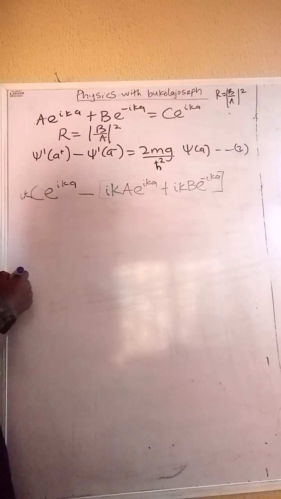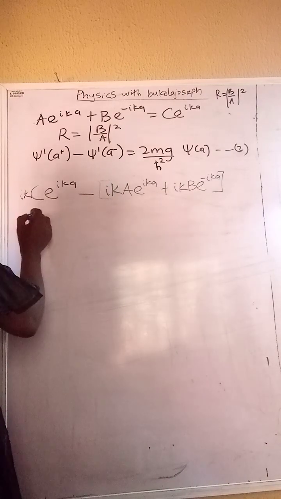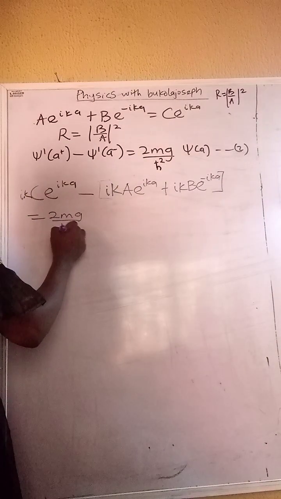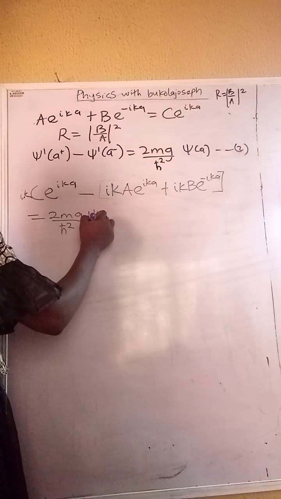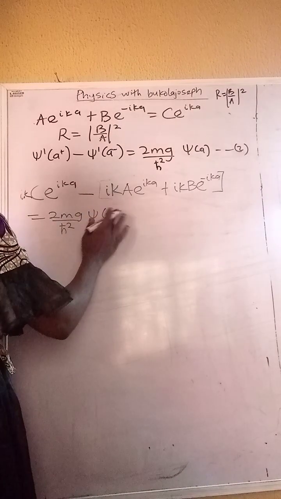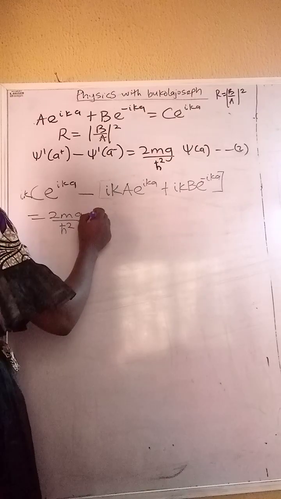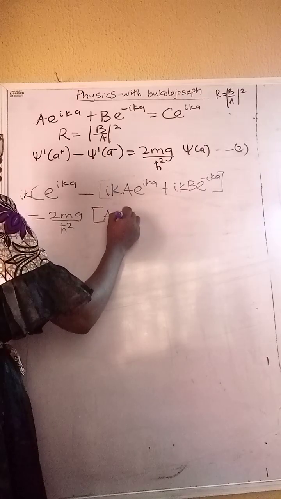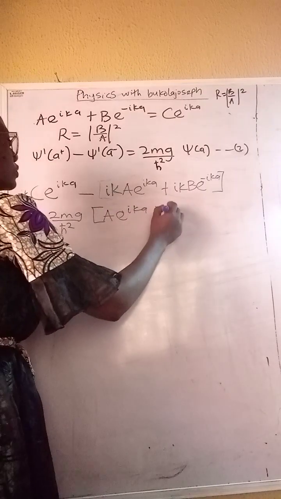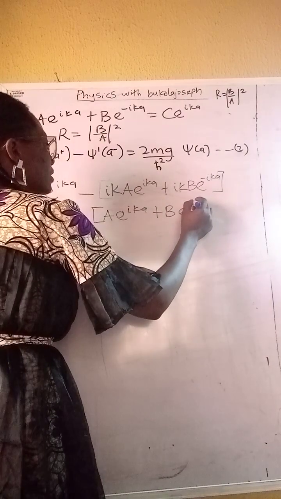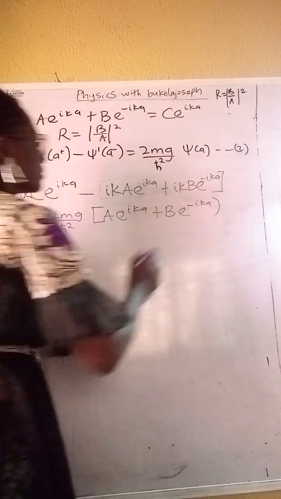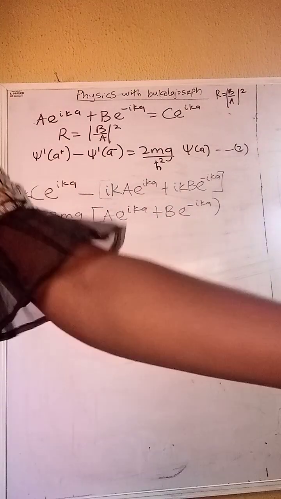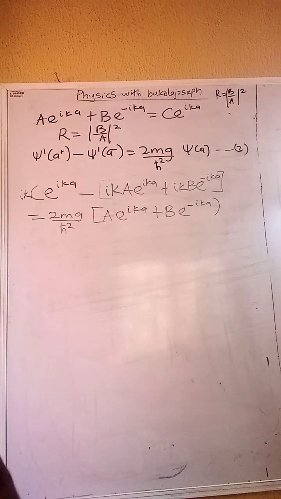Is equal to this, we have 2mg over h cross squared psi of a. This is the same thing as this for region 1, but we're not differentiating. So we have A exponential ika plus B exponential minus ika. I hope this is clear.